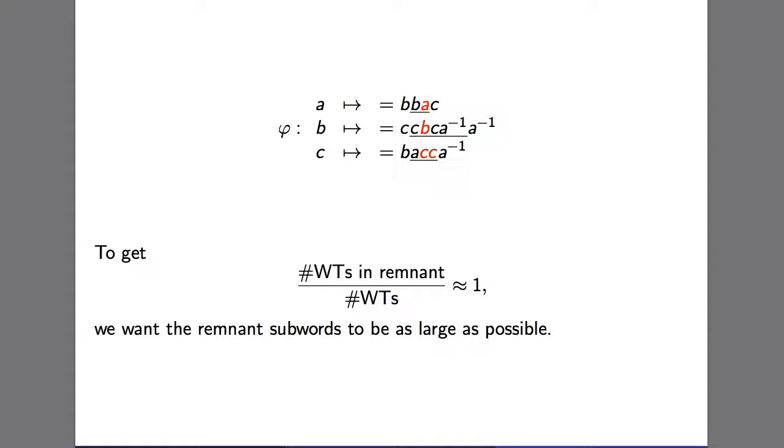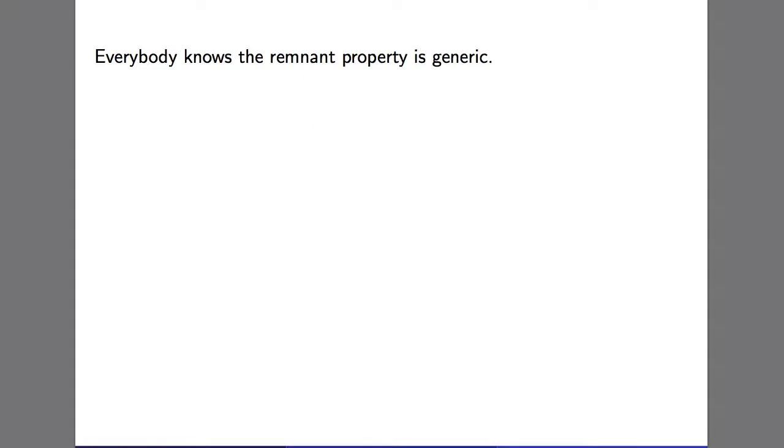Now, if I want to show that this is approximately 1, then in order to make this happen, really we would like these remnant words to be as large as possible. If you want all of these things to occur inside the remnant, the proportion of the ones which are inside the remnant, you want like these little lines here to be very long. They should occupy as much of the word as possible.